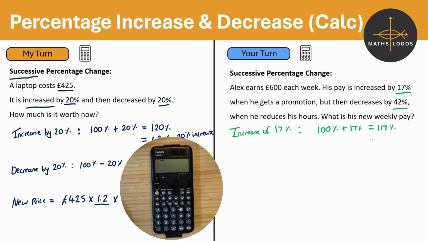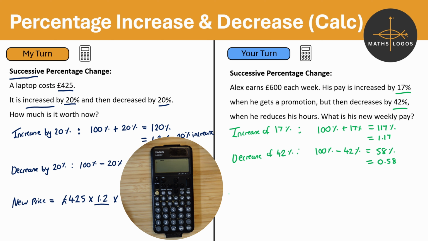Notice I'm writing in my symbols correctly. Divide that by 100 to turn it into a decimal, so 1.17. Then we'll look at our decrease of 42%, and that's starting with 100%, subtracting 42% to give you 58%, which is equal to 0.58 as a decimal.